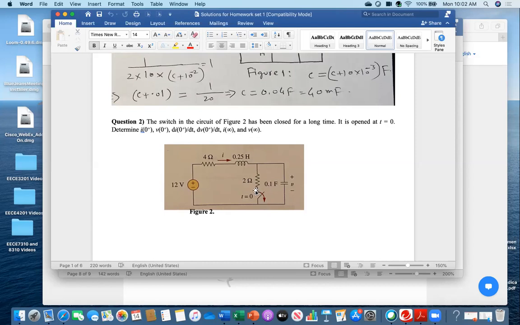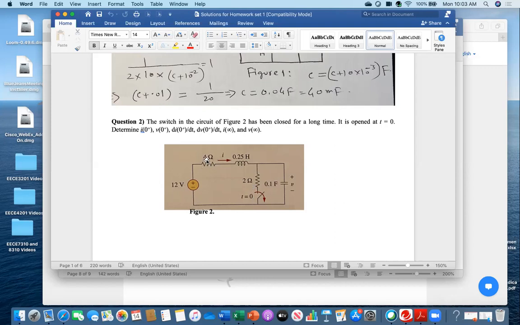Now everybody, looking at this circuit, for I0 plus and V0 plus, before opening, the switch was closed. So what happened? This inductor was short circuited and the capacitor was open circuited. Everybody look at the circuit. Before opening the switch, this was open circuited, and this was in short circuit. So this means in the circuit there was 12 volt, 4 ohm and 2 ohm only.